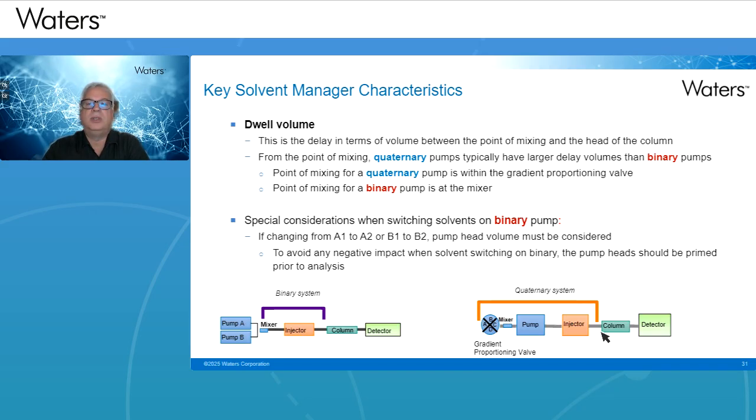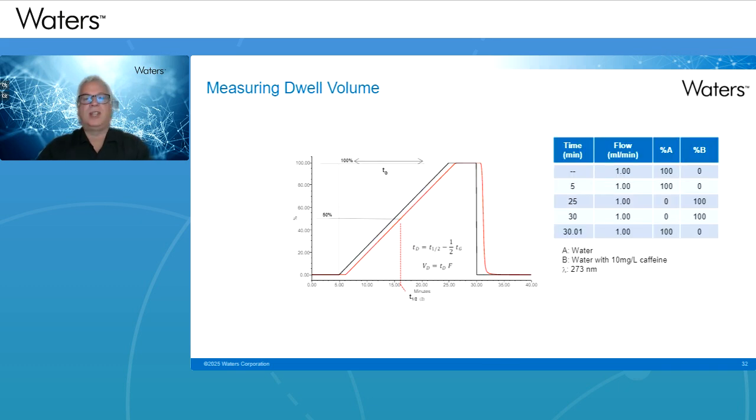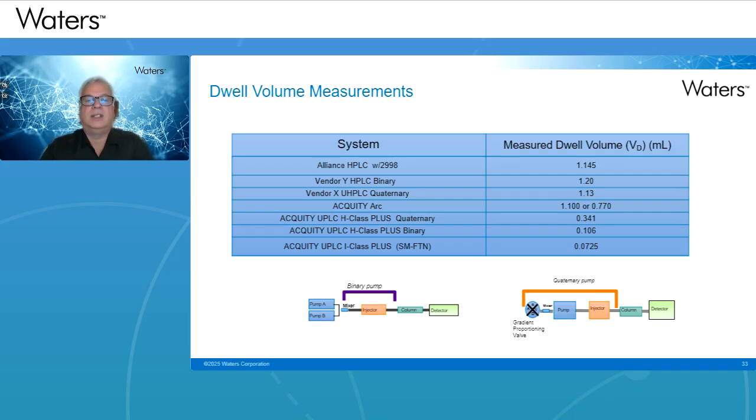So this will be very important to consider in our method transfer. And the reason is, as you can see here in black, we program this change of gradient, the starting gradient at 5 minutes, but there will be a delay because we will need to consider the system dwell volume before we reach the column. So in the red, we see what it is. Then there's a couple of calculations we need to do to make sure that we get the proper measurement of that dwell volume. It's all defined in the help of the calculator as well. So I won't go into details in that.